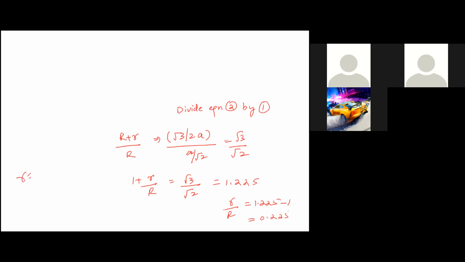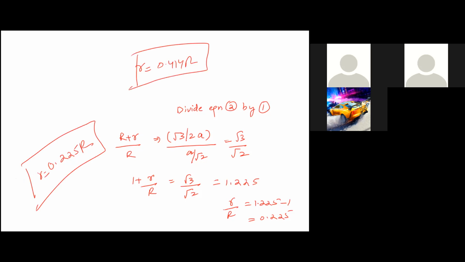So r is nothing but, relatively we are taking capital R as one, r is nothing but 0.225 times R. That's what the previous one also was. The previous one was 0.414 R for the octahedral. For tetrahedral, this is it.